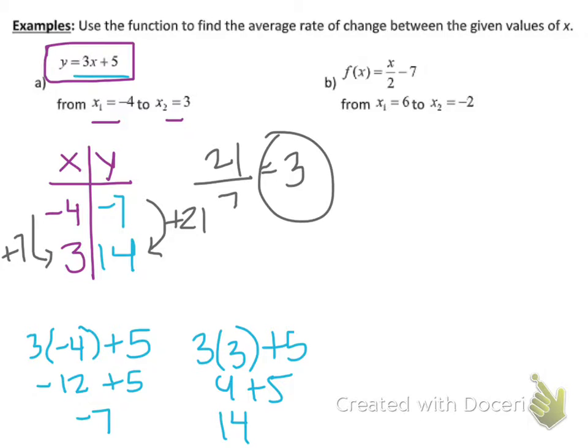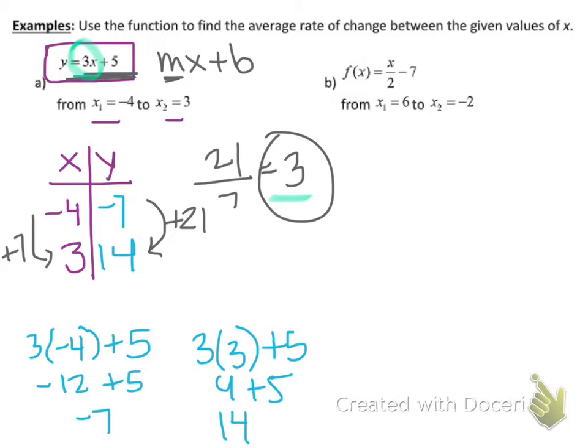Now, at any point you should have or may have realized that this is y equals mx plus b. And remember, m is your slope. So notice right here, that 3 is your slope. So you could have answered that without doing any of the work, as long as you recognize that this was a linear equation.